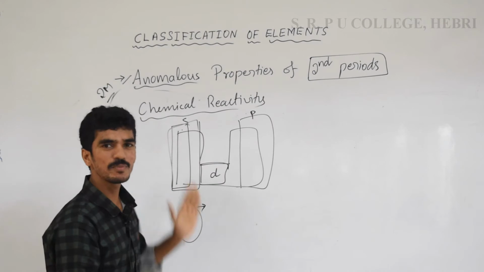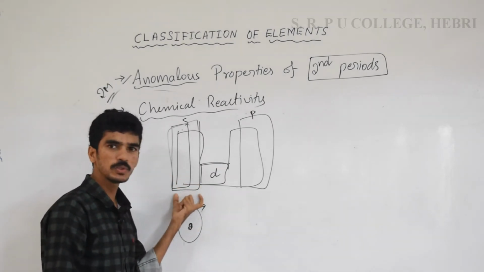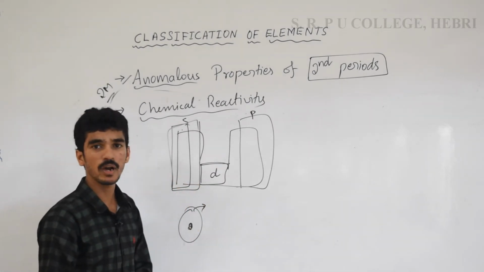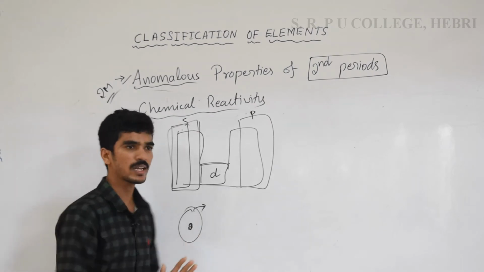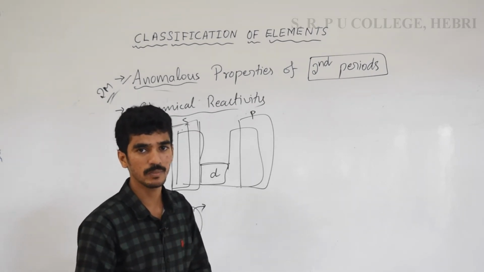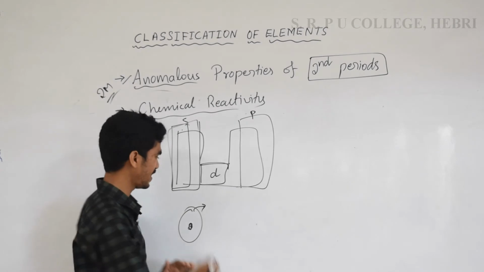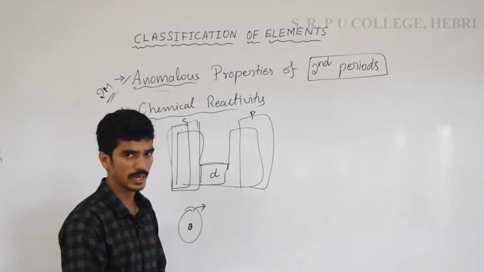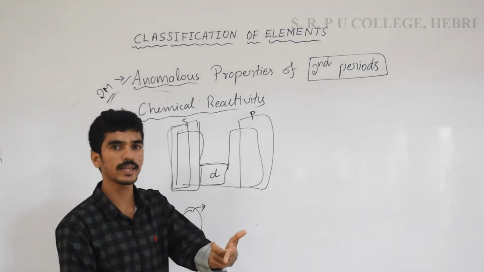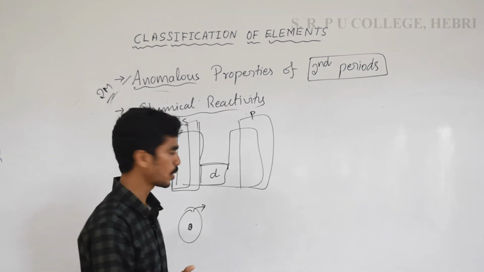So here, S block elements are the leftmost side elements, and in terms of ionization enthalpy and electron gain enthalpy, they have the lowest ionization enthalpy. Lowest ionization enthalpy means it can easily remove its electron, or it can easily donate its electron. In other words, we can say it will donate its electron.